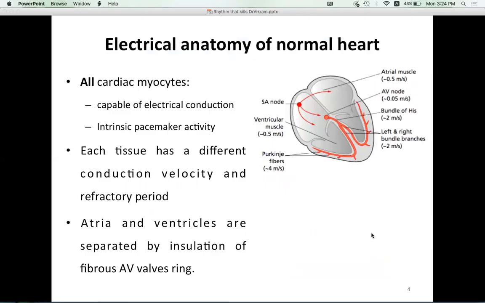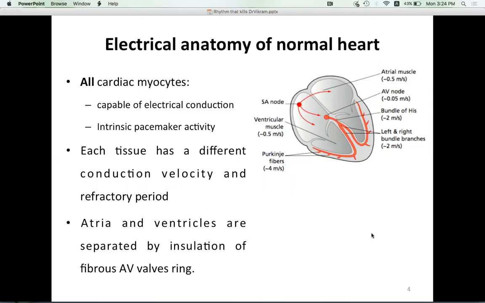So before we go on to the actual approach to arrhythmia, let us quickly revise electrical anatomy of the heart. So remember that all cardiac myocytes are capable of electrical conduction and they also have intrinsic pacemaker activity. Since SA node has the highest firing rate, it is the default pacemaker of the heart. However, if it stops functioning, other tissues can take over, but the rate will be slower.